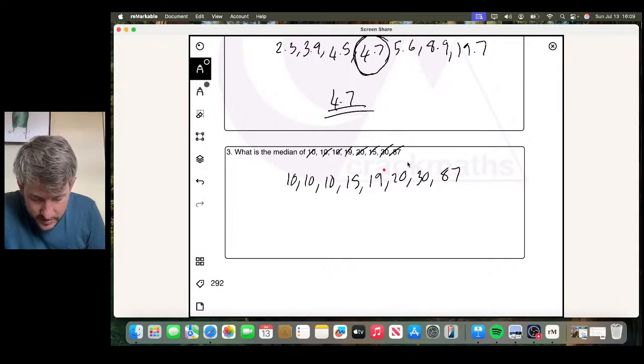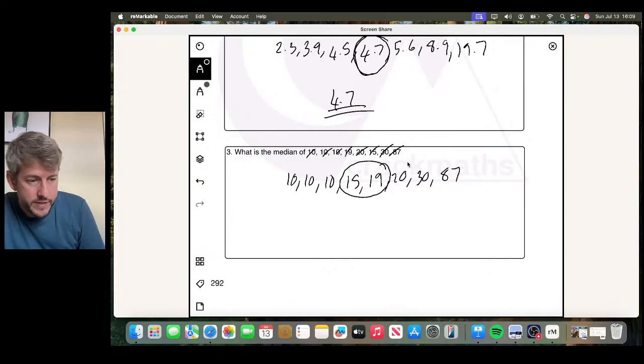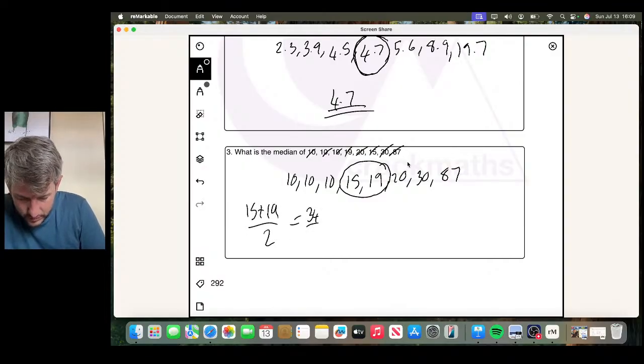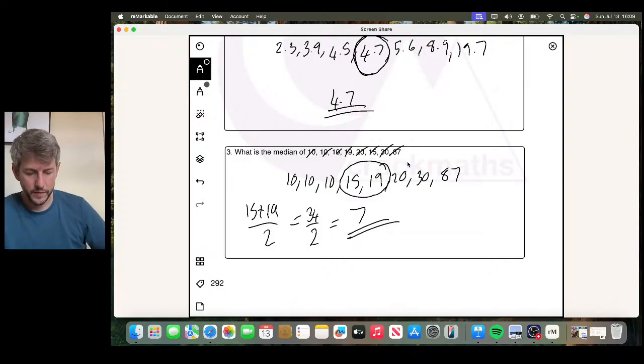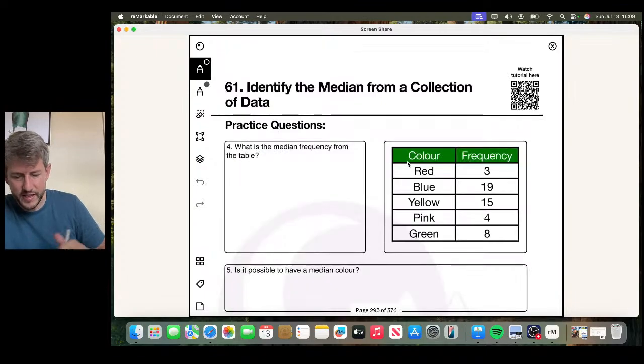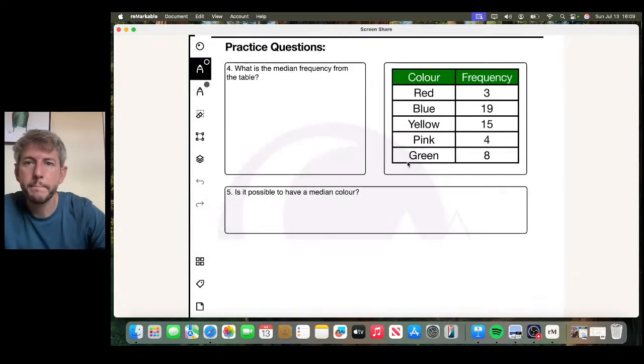So we've got 2 numbers in the middle this time. Here we go, they're both in the middle because we've got 3 either side. And then we just add these together and divide by 2. So 15 add 19 divided by 2, 34 over 2, 17. There we go, so we've got a median of 17. There's only 3 questions there, so I'm going to do these ones as well, and then we can mark them all together.